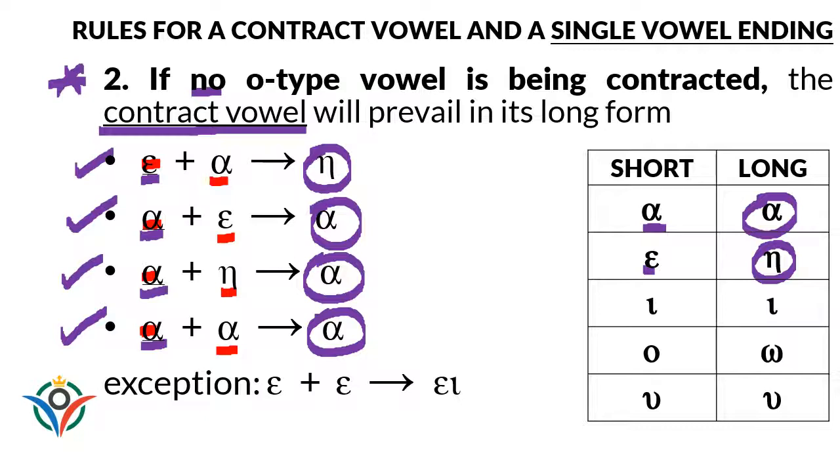Okay, the only exception is when you have an epsilon plus an epsilon, right? So you would expect to have the eta, right? However, you end up with the diphthong ει. All right, so you've got to just be aware of these exceptions every now and again.